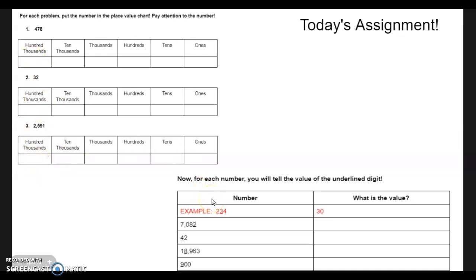And then the next part of your activity is I gave you some numbers here at the bottom. And notice I gave you an example to look for. So say I gave you the number 234. You'll notice I underlined the digit 3. Well, if that digit is in the tens place, I want you to think about what it really represents. And that number in the tens place would really represent 30 because it's in the tens place. So you're going to do that with each of these numbers. You'll see the number, you're going to look at the one that's underlined and tell me what that really represents.